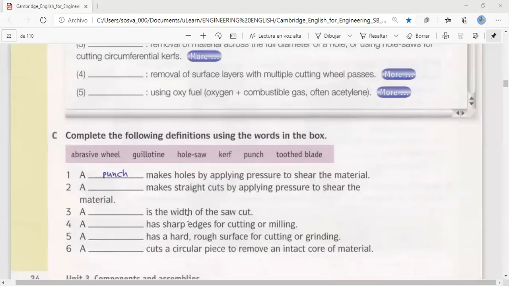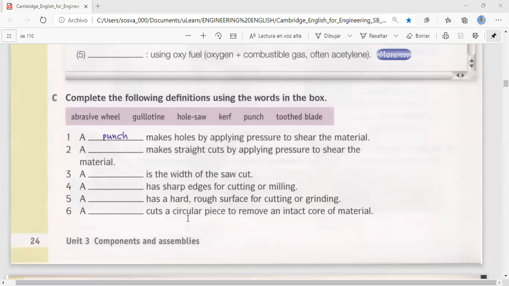Just to make sure, this exercise on page 24, exercise C. The instructions tell us to complete definitions using the words in the box. You might see that we have six different vocabulary options: abrasive wheel, guillotine, hole saw, curve, punch, and toothed blade. Below, in numbers 1 through 6, you have the definition or the action of this device. For example, a punch makes holes by applying pressure to shear the material.